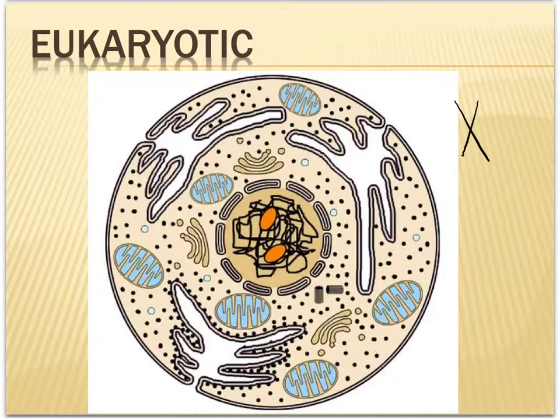A eukaryotic cell has many organelles, including a nucleus. This is the nucleus right here. Some examples of eukaryotic cells would be animal cells, plant cells, protist cells, and fungi.